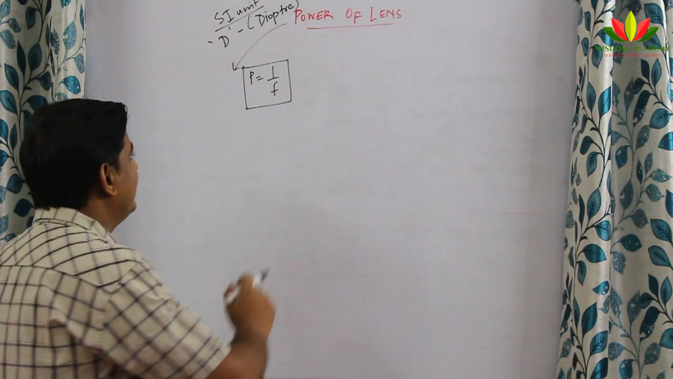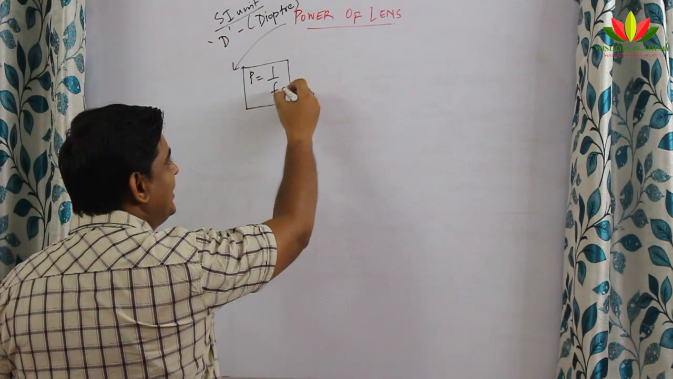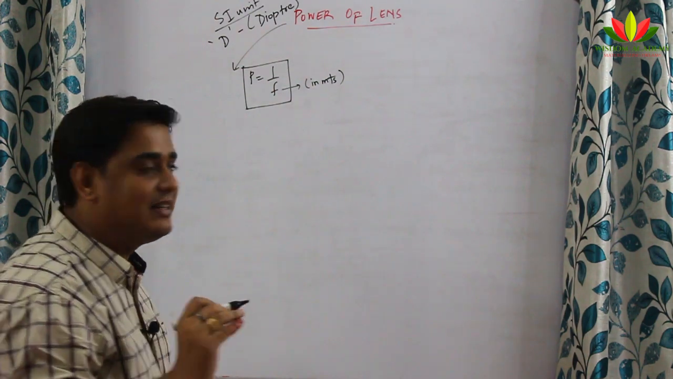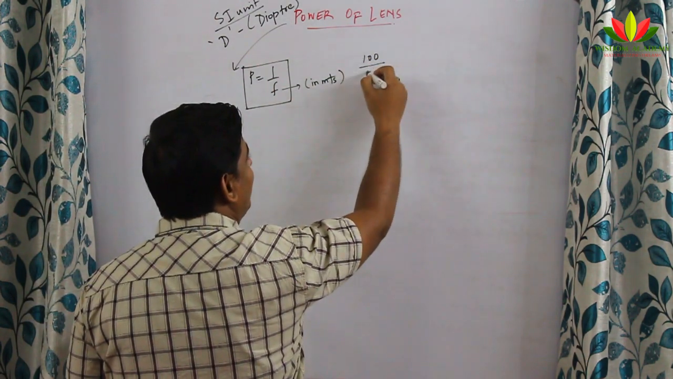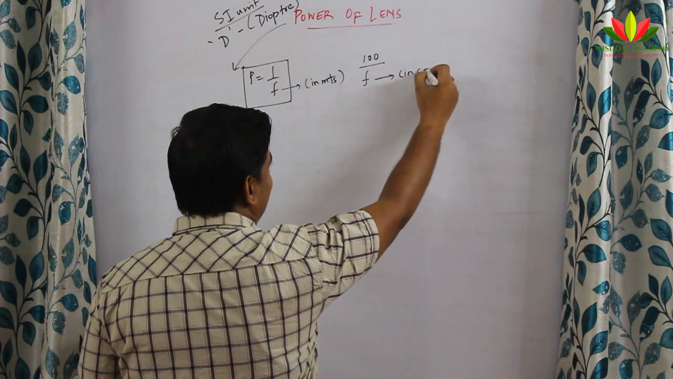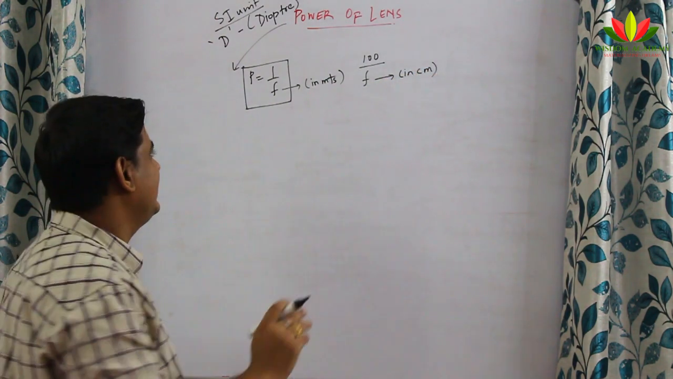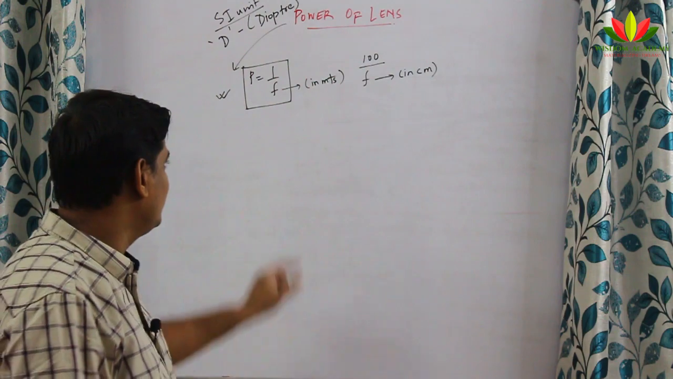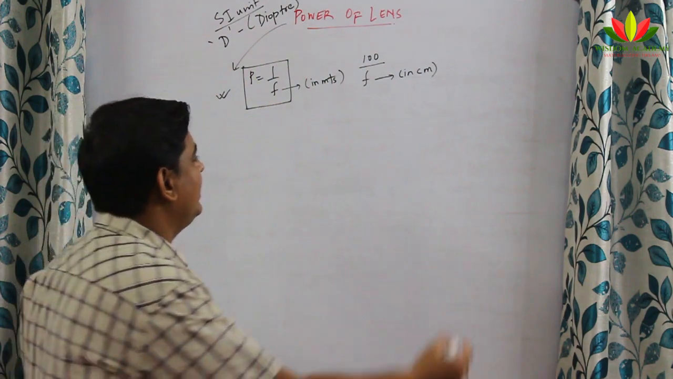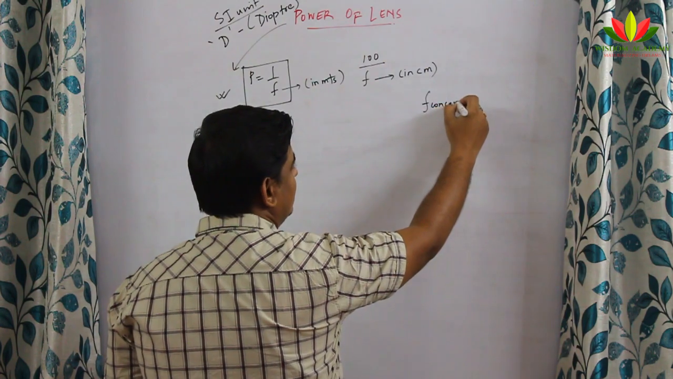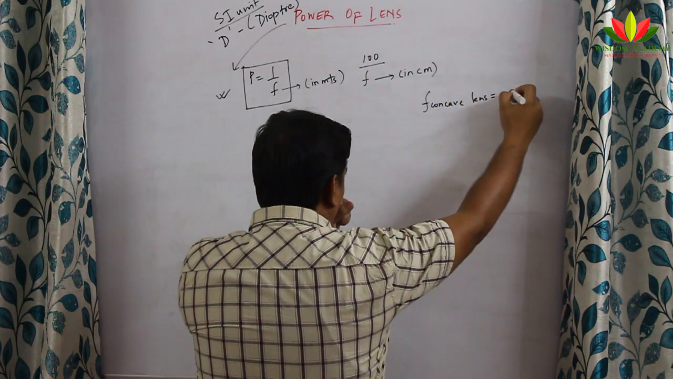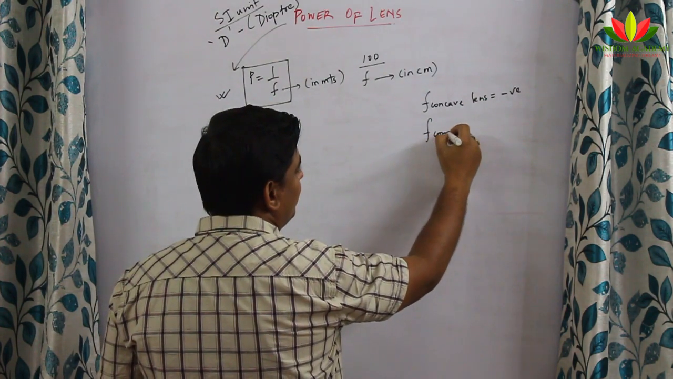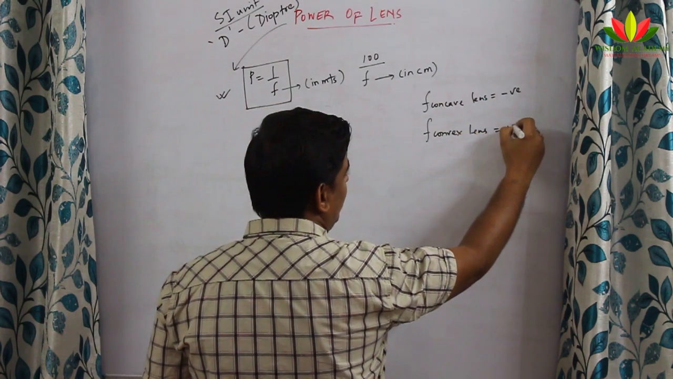One thing you should keep in mind, that always this F should be taken in meters. In case someone wants to use centimeters, then they should take the formula as 100 by F if you are taking F in centimeter. But to avoid the confusion, I will always say use this formula: P is equal to 1 by F, with F in meters. So one more thing you can see from here, we know that F of concave lens is always negative, whereas F of convex lens is always positive.